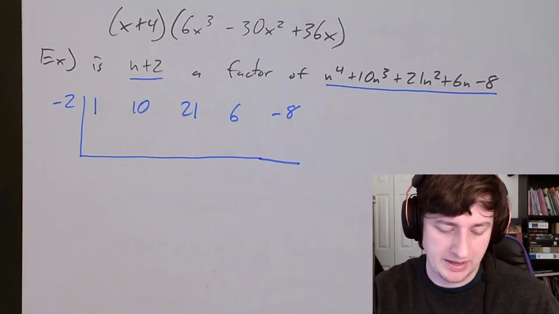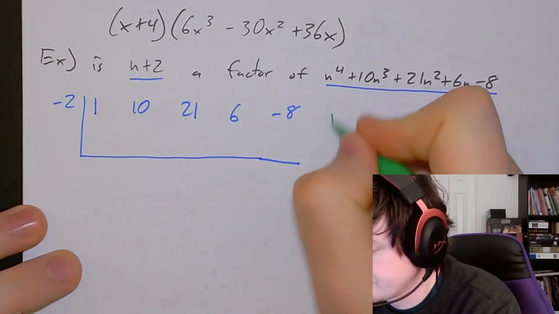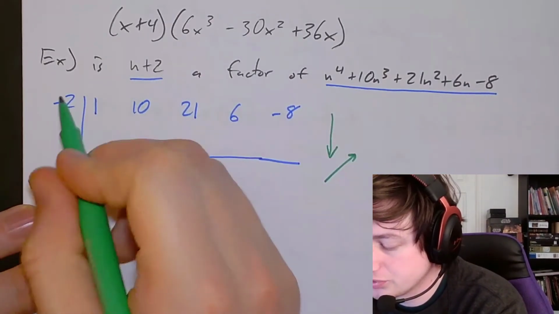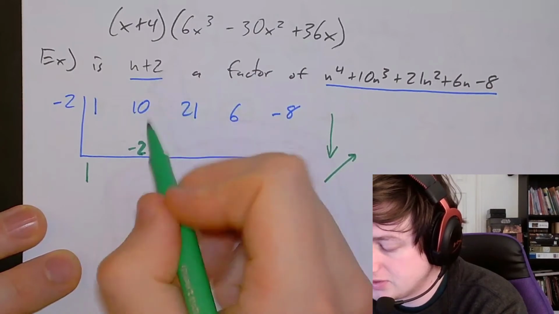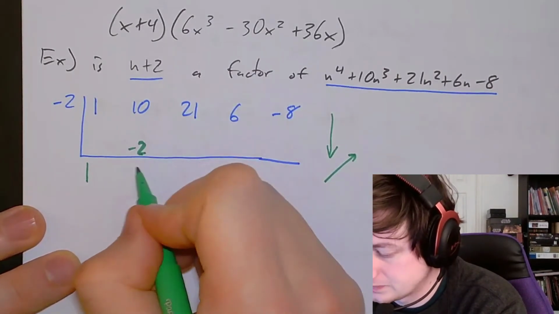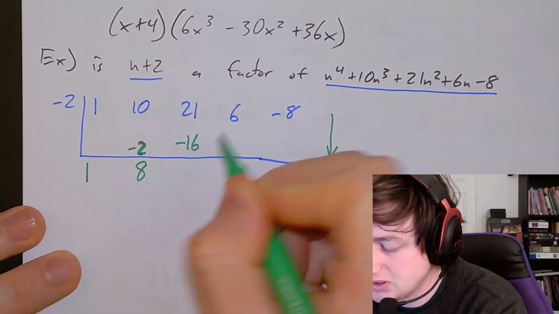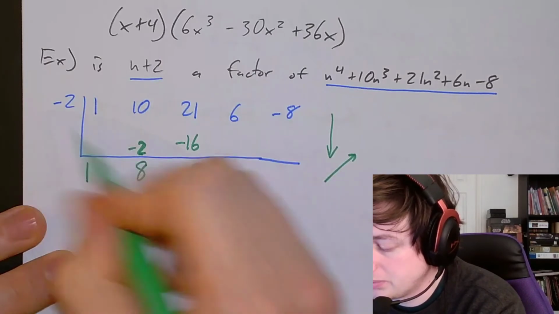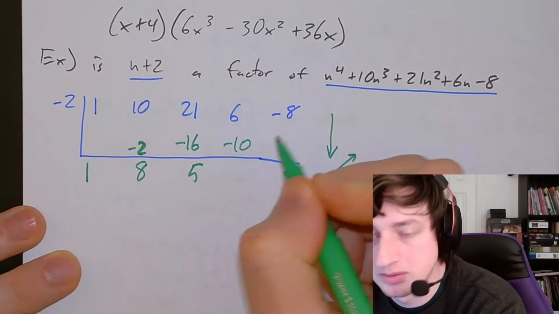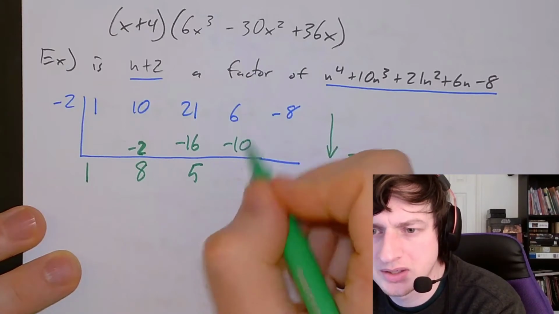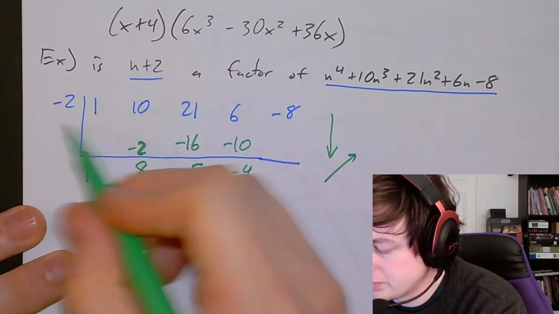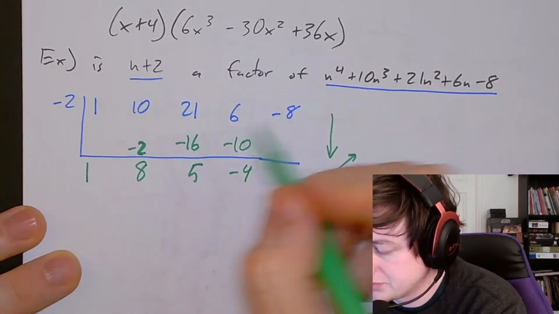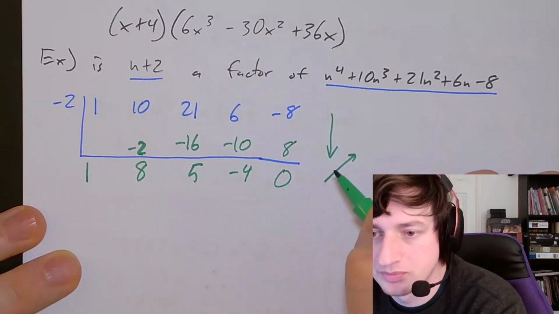So then we add down. We're going to add this way, and we're going to multiply to get our next addition problem. So add the 1 down, multiply by -2. Add down, we get 8. Multiply by -2, we get -16. Add these two down, we get 5. Multiply by -2, we get -10. Add here, we get minus a 4. Multiply, and we get +8. And then we get 0.